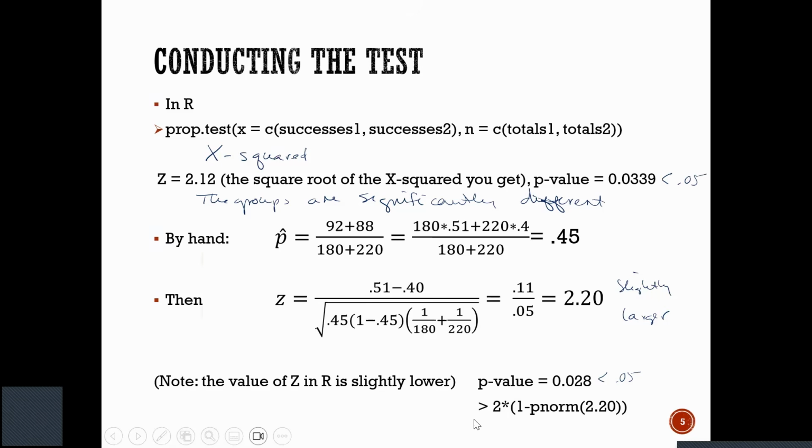If you want the p-value here, because it's a positive score and we're doing a two-tailed test, we're going to have to multiply it by 2. And because it's a positive number, we're going to have to do 1 minus pnorm of that number. So this part gives us the tail probability, and then we multiply that by 2. And that's it for our hypothesis test approach.